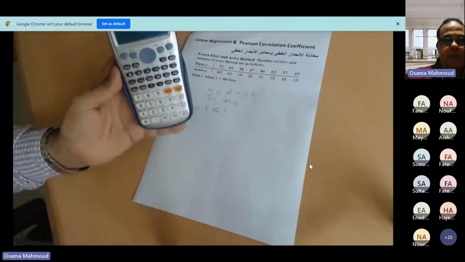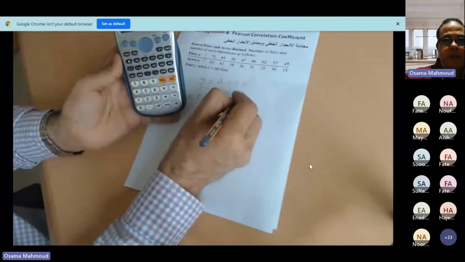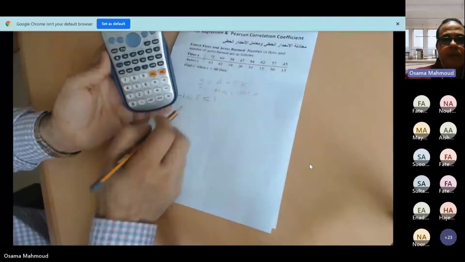Minus 31.46. This is the A. Yes, minus 31.46. Now I want B: Shift, then 1.